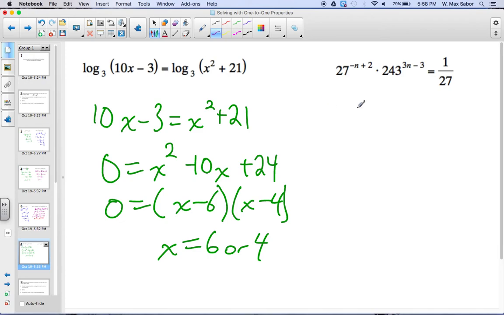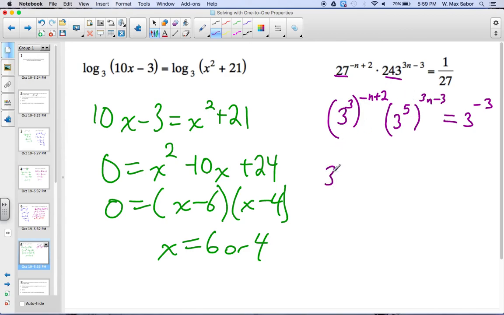Lastly, this one is kind of annoying. We have 27, 243, and 1 over 27. Those are all powers of 3. This is 3 cubed. This is, I believe, 3 to the 5th. 3 times 3 is 9, times 3 is 27, times 3 is 81, times 3 is 243. Yes. And this is a negative exponent because it's a fraction, so 3 to the negative third.